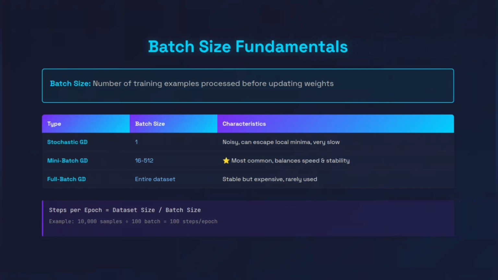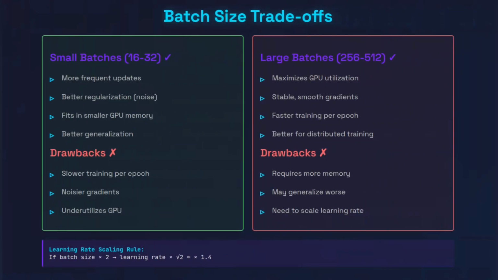Mini-batch gradient descent uses batches between 16 and 512 examples. This is the most common approach, balancing speed and stability. Full batch gradient descent uses your entire dataset. This is stable, but computationally expensive and rarely used. Like everything in machine learning, batch size involves trade-offs.